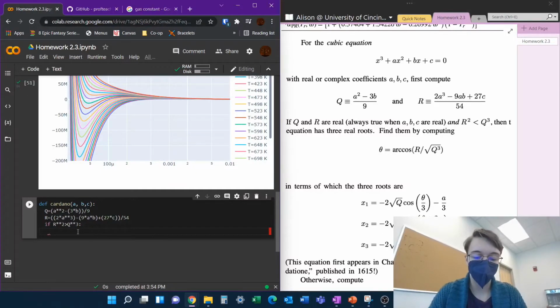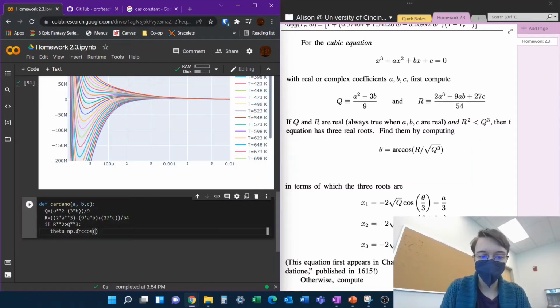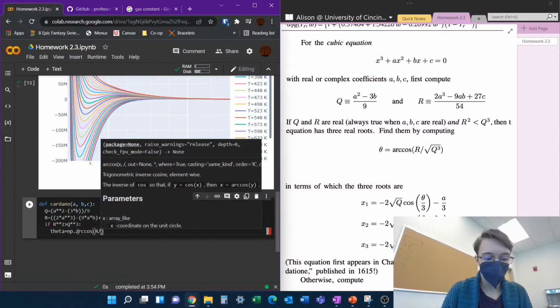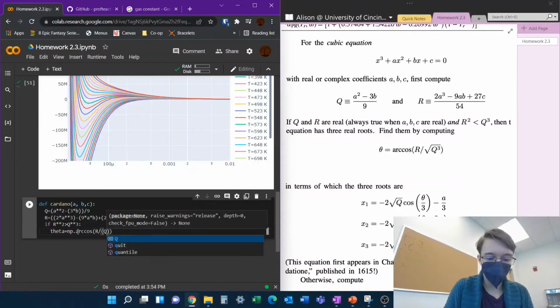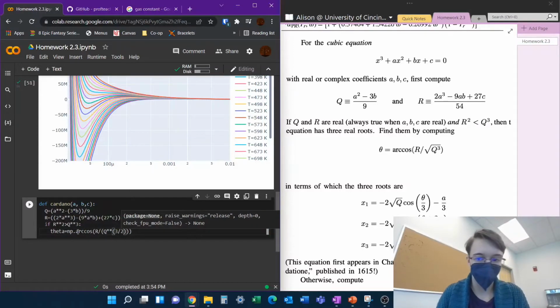So let's start with theta. Theta is going to be equal to the arc cosine, so we can use np dot arccos for that, of R divided by Q to the 2/3 power, or 3/2 power, sorry. 3/2 power.